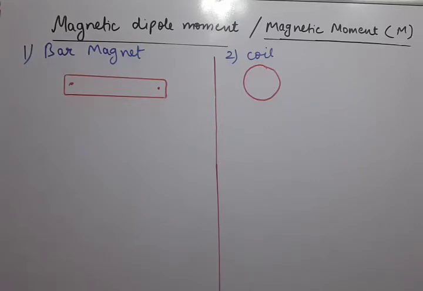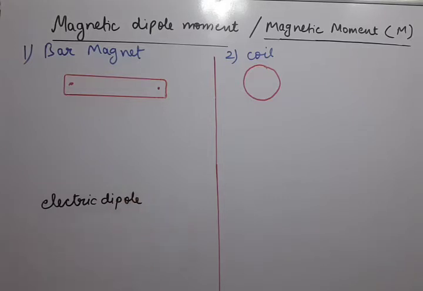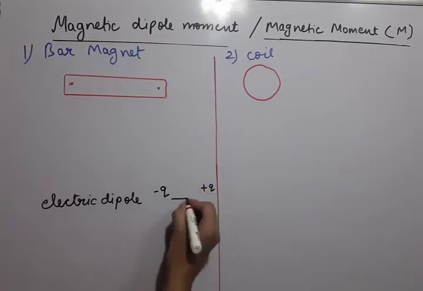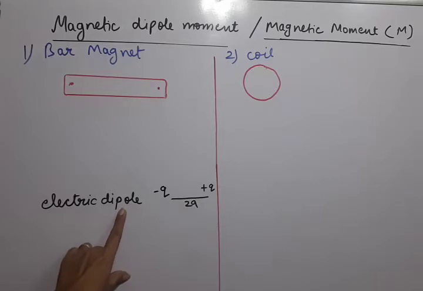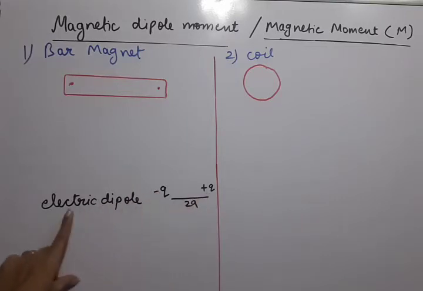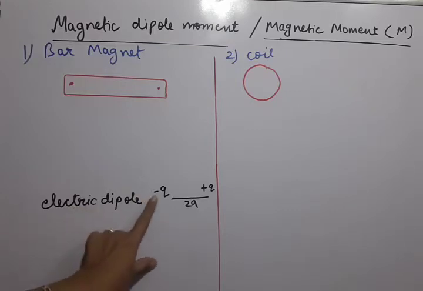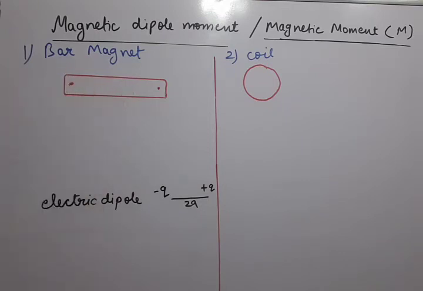In the electrostatics chapter, we studied what an electric dipole is. You remember? An electric dipole is the system of minus q and plus q charge separated by a distance 2a. Whenever we have two opposite poles, we call that system a dipole. Di means two. Because the word electric is there, charges will come here. In the same manner, a bar magnet is also a dipole.